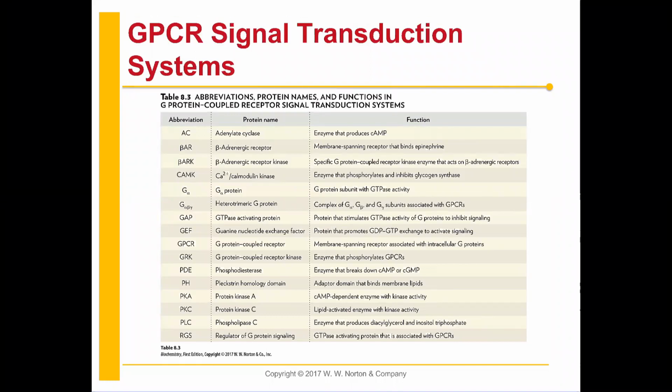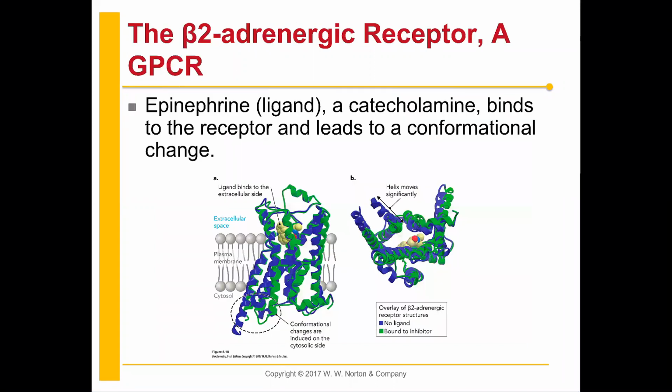So the first one that we're going to talk about is the beta adrenergic receptor, so BAR. It's not really B, it's really beta. And this is a G protein receptor, okay?